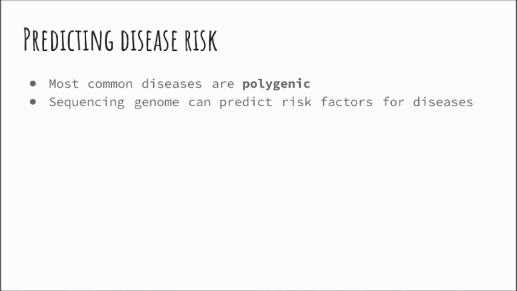Genomes can be used to predict disease risk. I'm sure a lot of you have seen 23andMe and things like that, to sequence your genome to figure out if you're at risk for developing any genetic diseases. Most of the common chronic diseases like heart disease are polygenic, meaning that several genes contribute to the formation of this disease. So it's not just one gene that's mutated that causes this. So when sequencing the whole genome, you're able to look at all of those different genes to determine what the risk is of actually obtaining those diseases.